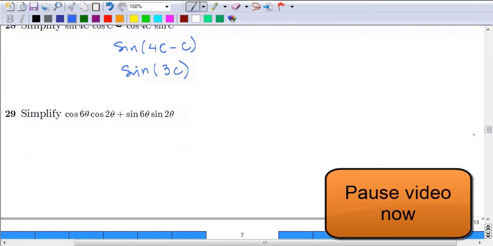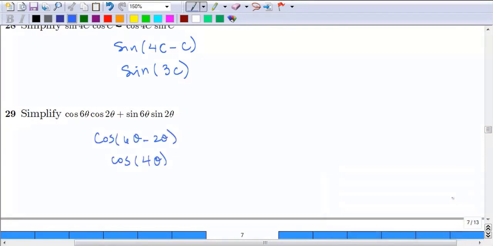So pause the video here and see if you can try example 29. So you should have found that this one simplifies down to cosine of 4 theta.